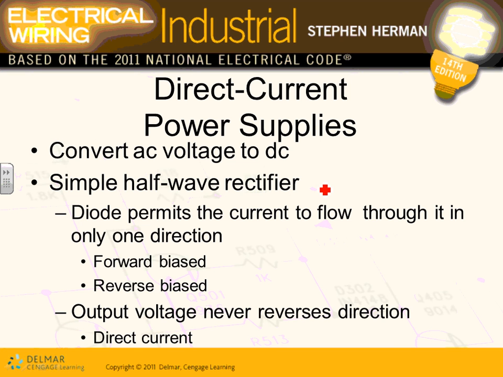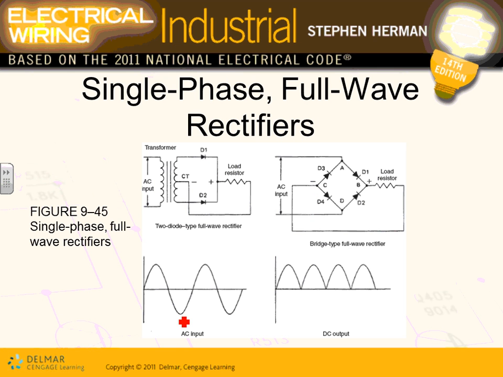Obviously, you're not going to do that in an AC world. So what they do is they have a direct current power supply. They convert AC to DC. There's something called a half-wave rectifier. You did it in electronics. They're using multiple diodes and different technologies. A diode permits the current to flow in one direction if it's forward biased, and not in the other direction. The output voltage never reverses direction: direct current.